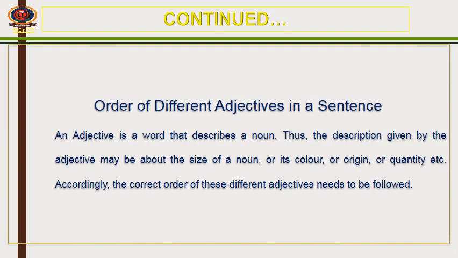Students, it is very important to put different adjectives in the correct order in a sentence. You know, an adjective is a word that describes a noun. Thus, the description given by the adjectives may be about the size of a noun, or its color, or origin, or quantity, etc. Accordingly, the correct order of these different adjectives needs to be followed.